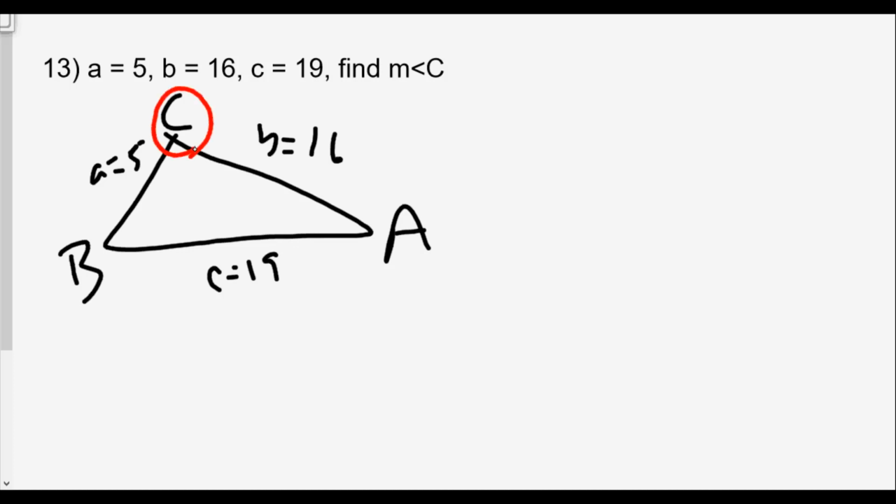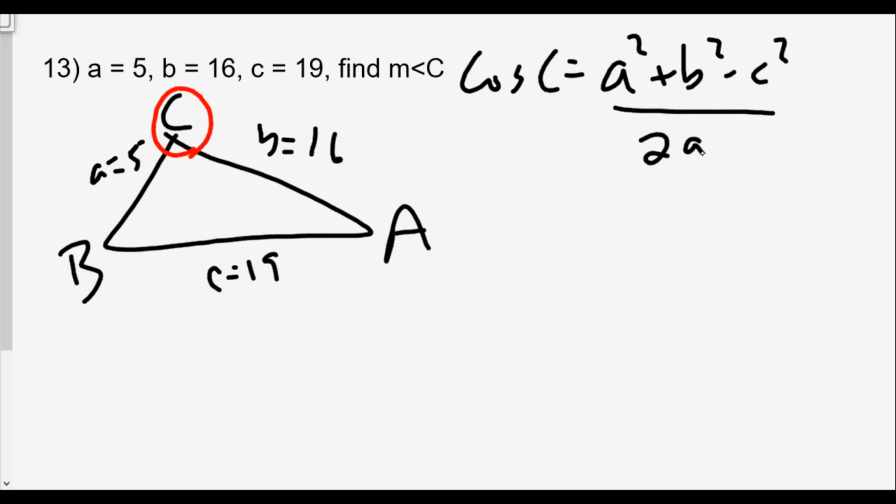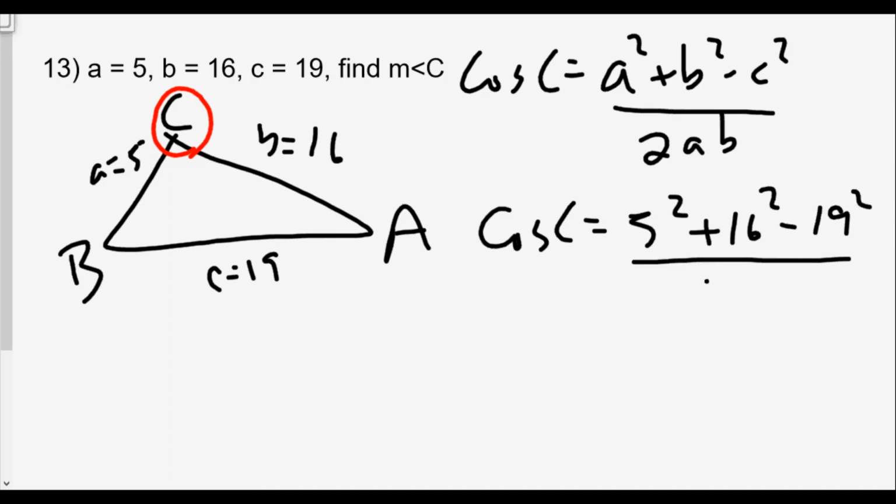So here, we're going to do the following. We remember from before, the cosine of C is equal to A squared plus B squared minus C squared all over 2AB. And so now, cosine of C is equal to 5 squared plus 16 squared minus 19 squared all over 2 times 5 times 16. All right, so now let's find the angle.